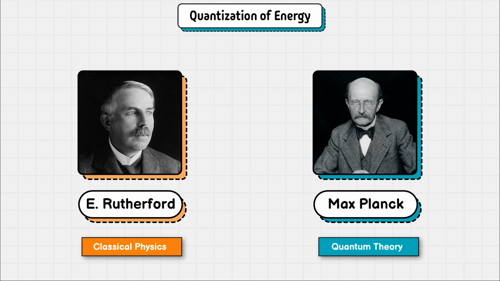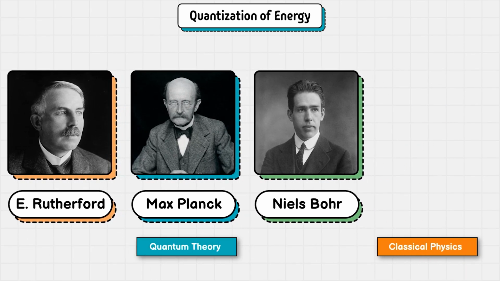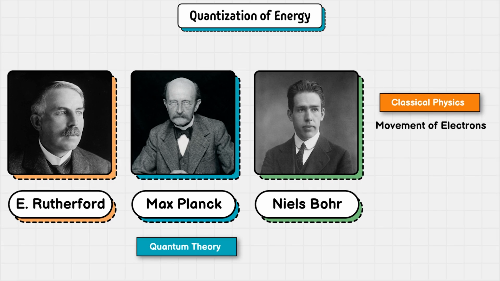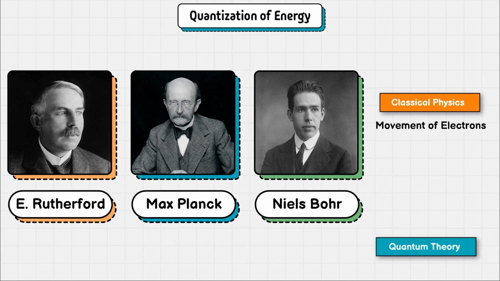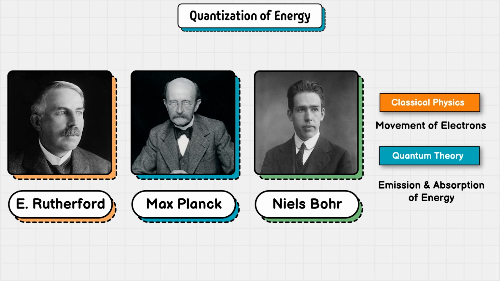To explain the atom more effectively, Bohr combined ideas from both branches of physics. He used classical physics to explain the movement of electrons around the nucleus, but to explain the emission or absorption of energy by electrons, he borrowed ideas from this new quantum theory. Therefore, in order to understand Bohr's model, we also need to start with this theory.